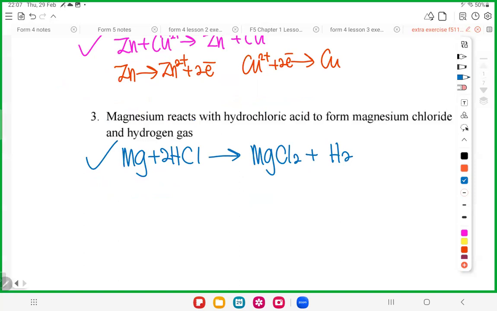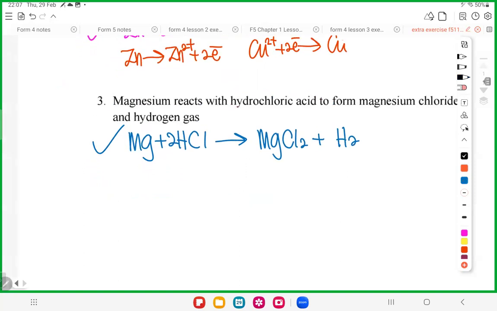So let's do an ionic equation. Ionic equation, list out the charge. Magnesium comes alone, it's an element, no charge. Okay, hydrogen is H plus. How many hydrogen we got? Two. So put a two lah. Chlorine, the charge is Cl minus. How many chlorine we have? Two. Okay, that's it. Okay, go to the right hand side.